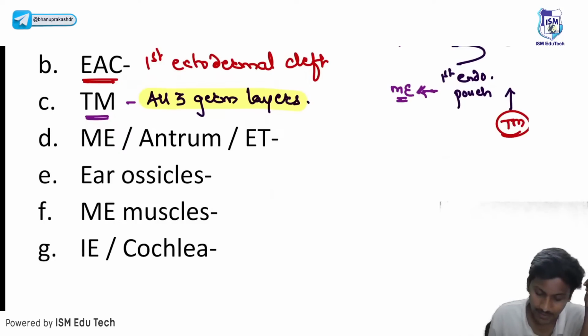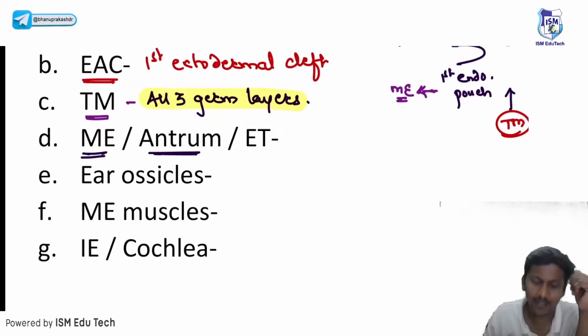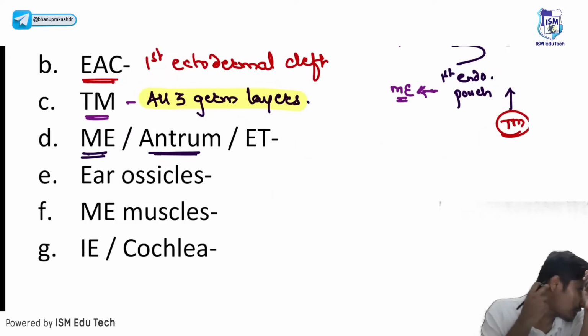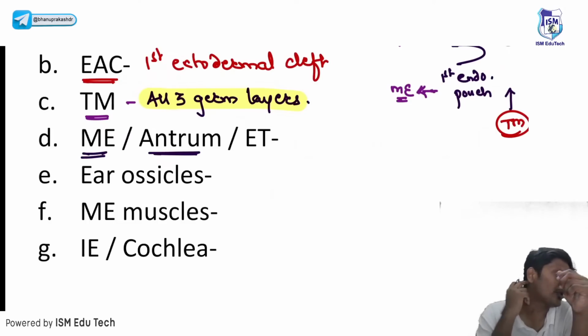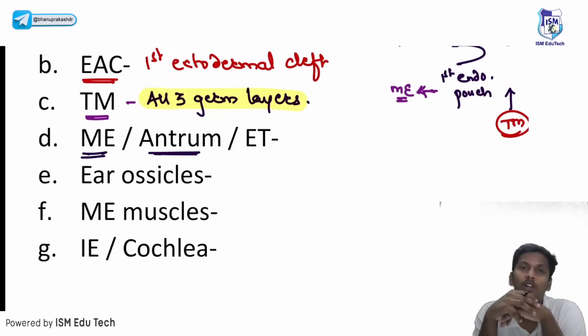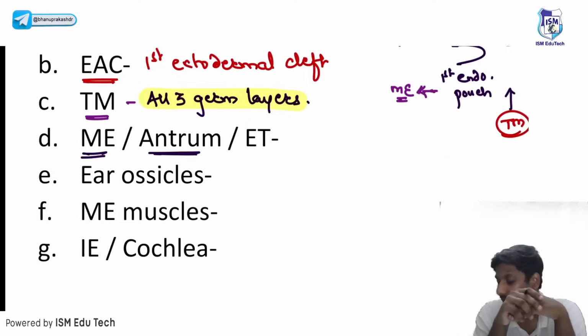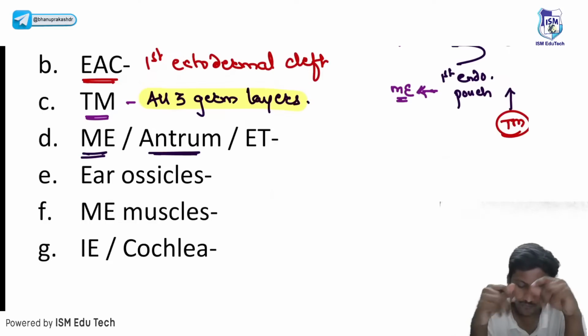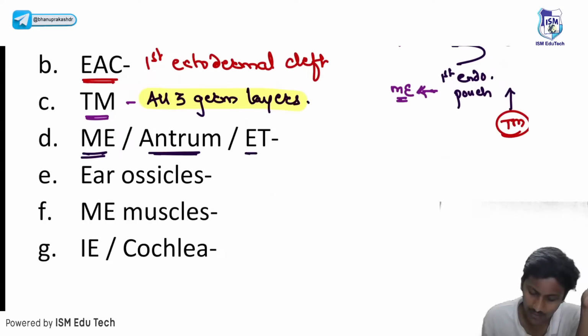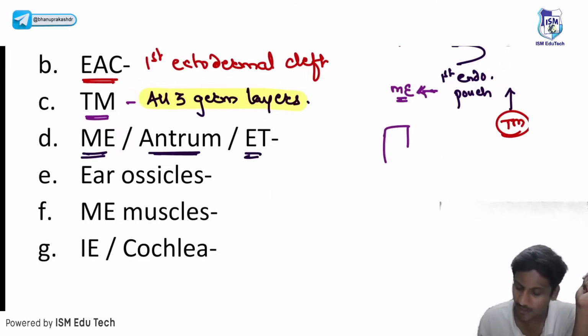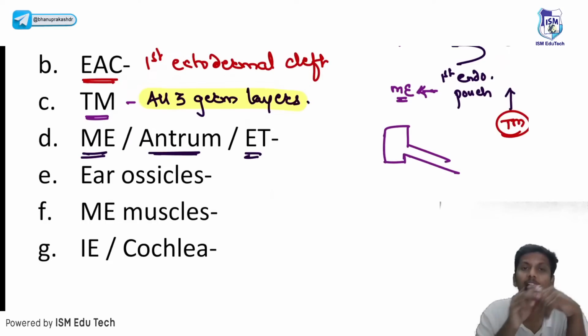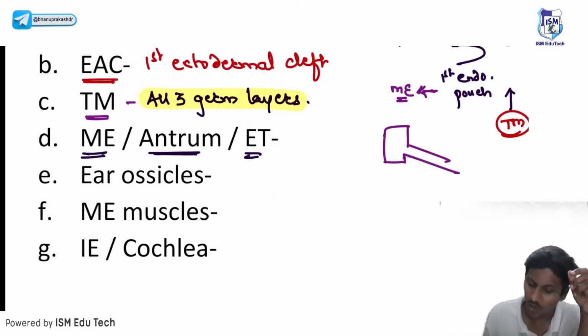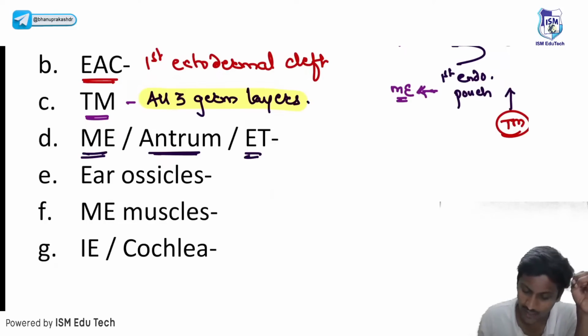Next is the middle ear, the antrum. We will discuss what the antrum is. The mastoid bone is over here. The mastoid bone also has some small air cells, small sinuses. The largest mastoid air cell is what is known as the mastoid antrum. Middle ear is connected to the nasopharynx with the help of the eustachian tube. So the middle ear, the antrum and the eustachian tube are all formed from the first endodermal pouch.